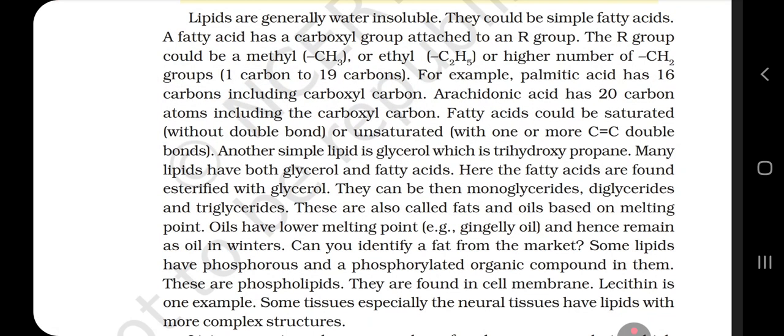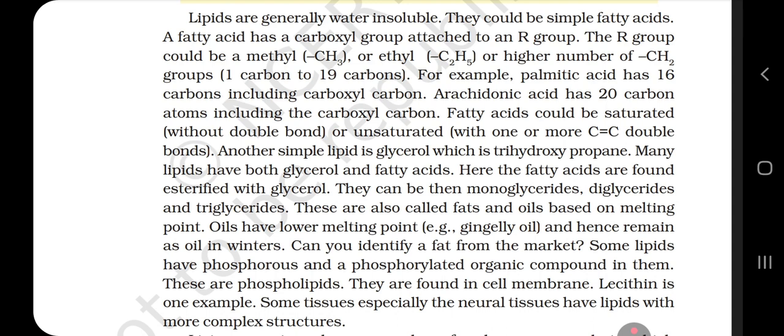Lipids are generally water insoluble. They could be simple fatty acids. A fatty acid has a carboxyl group attached to an R group. The R group could be methyl, CH3, or ethyl, C2H5, or a higher number of CH2 groups, from 1 carbon to 19 carbons.